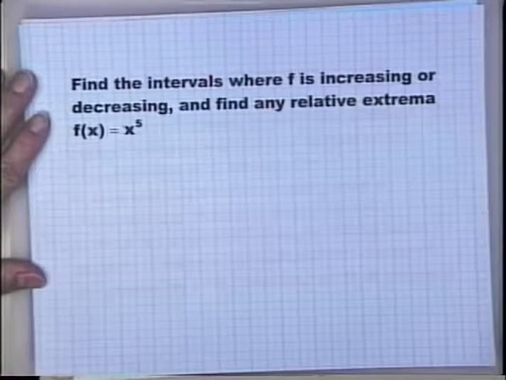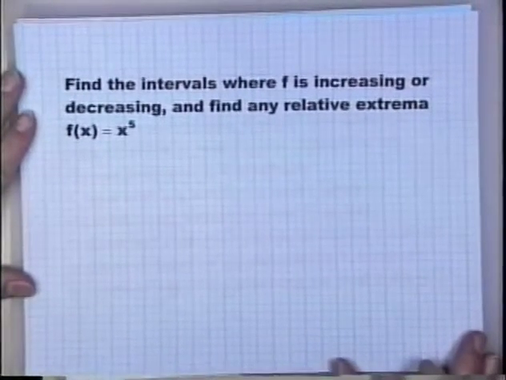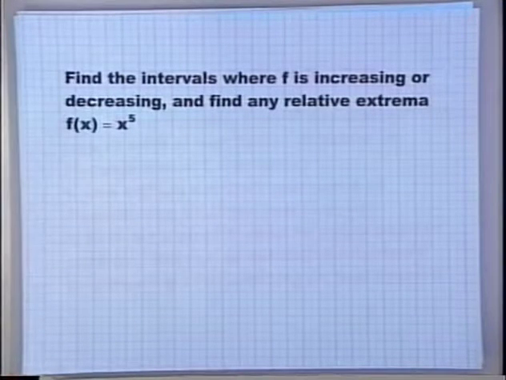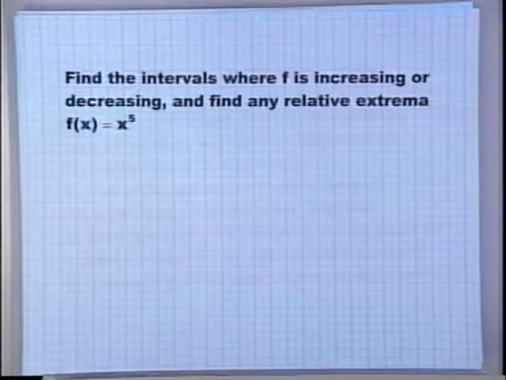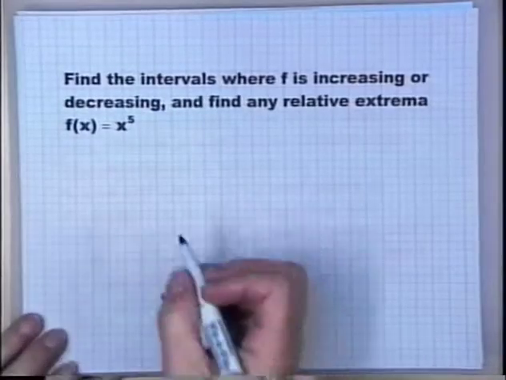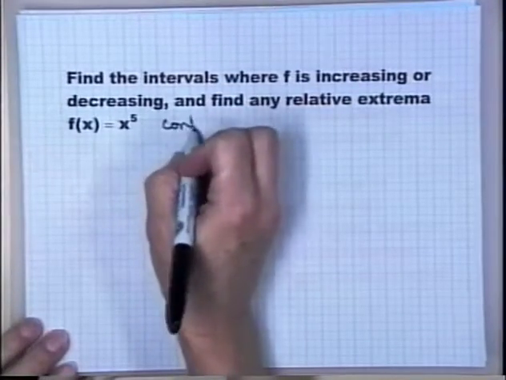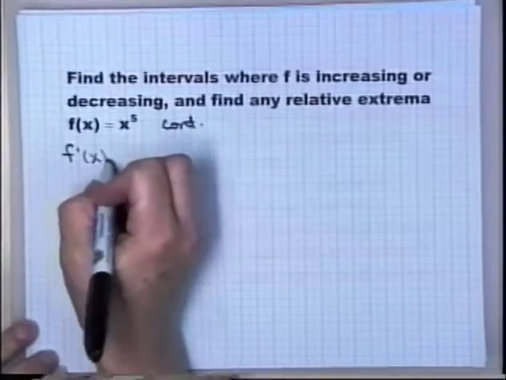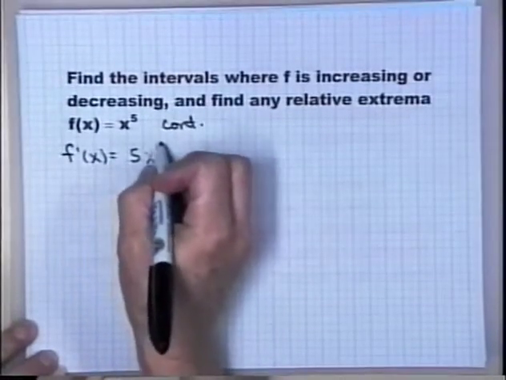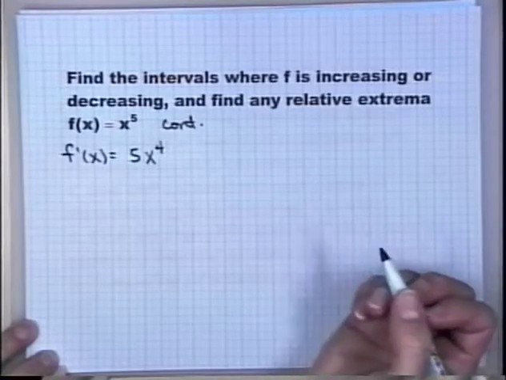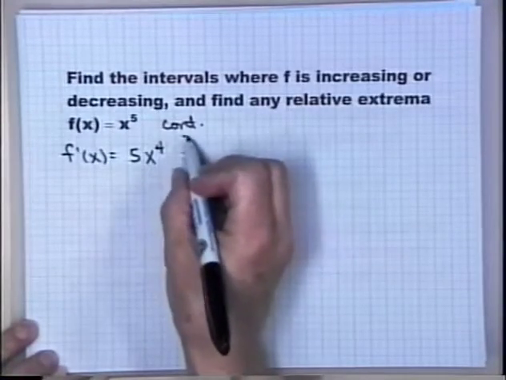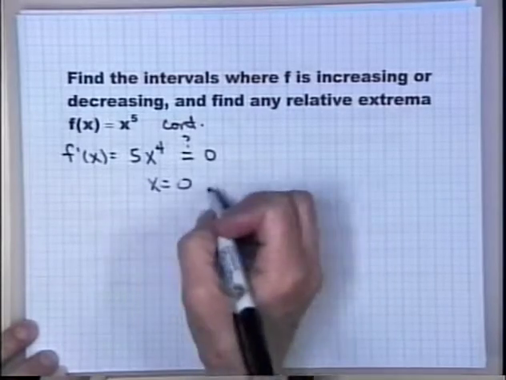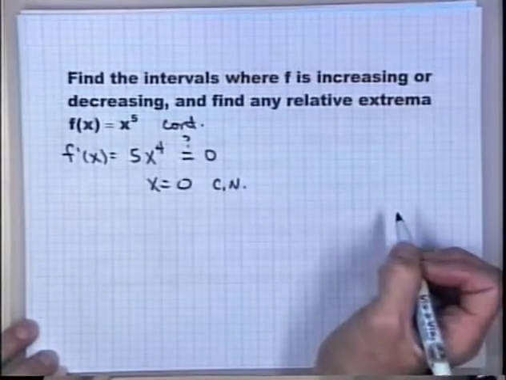Find the intervals where f is increasing or decreasing and find any relative extrema. I did this example mainly because I wanted you to see that things don't always alternate like we talked about earlier. Notice this again is a continuous function everywhere. Our derivative is 5x to the 4th. Again, that's defined everywhere. If we ask ourselves, where is this equal to 0? Well, that's pretty obvious. x has to be 0, doesn't it? That is our only critical number.